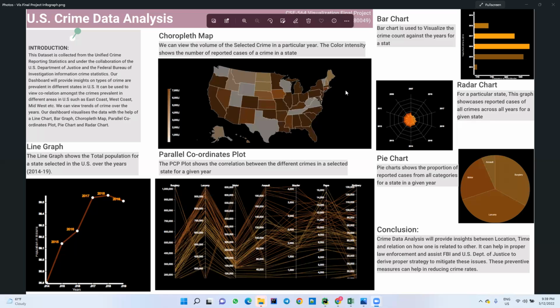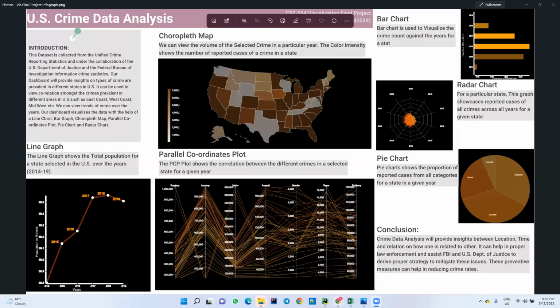We also plotted a radar chart, and the radar chart helps us to showcase the 3 most prominent crimes in US in a particular state. And then finally we have created a pie chart, and in the pie chart we see the distribution of different crimes for a given state for a particular year.